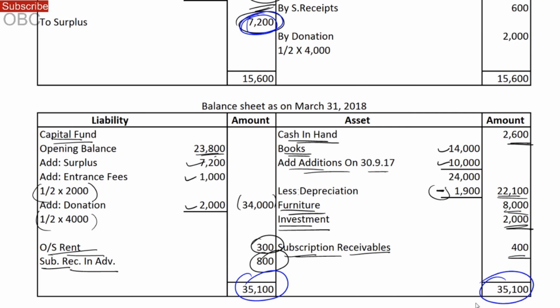So here we completed this sum. Nothing much complicated except this book stuff, and we have two entries here. Except that, as usual, a normal problem. Don't worry, a simple problem again.